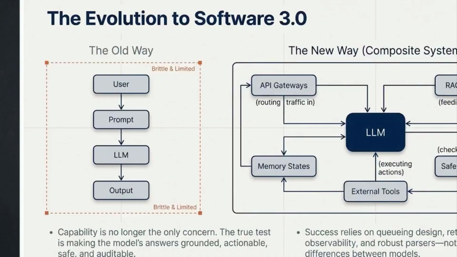This diagram shows the traditional deployment path. It's a simple linear flow. A user writes a prompt, the language model processes it, and an output is generated. This architecture is brittle because it relies entirely on the unpredictable nature of a raw text generator.